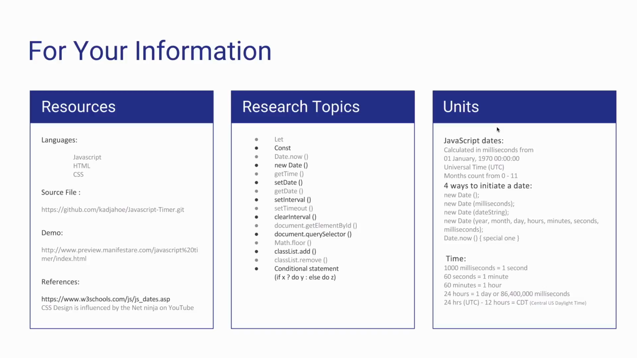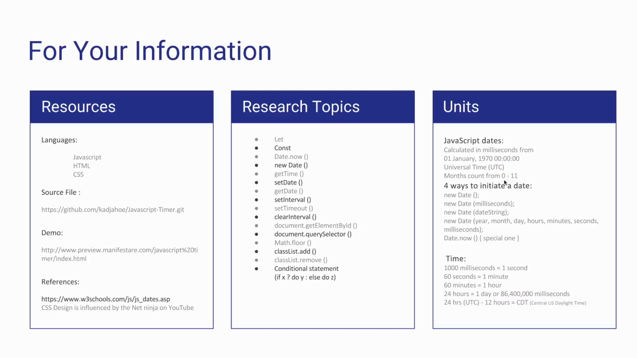Lastly, I want to tell you about the units of the date object. When we talk about date in JavaScript, it's calculated in milliseconds from January 1st, 1970 at midnight, in universal time. That's important. And you have to remember that months count from 0 to 11. So 0 is January, and 11 is December.